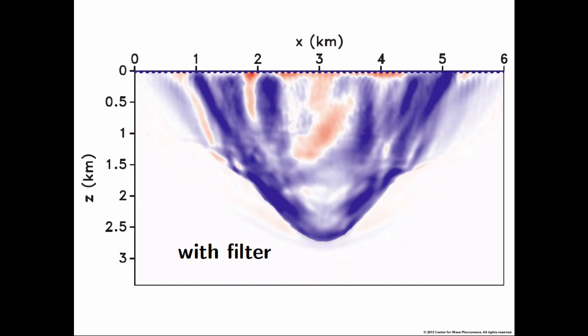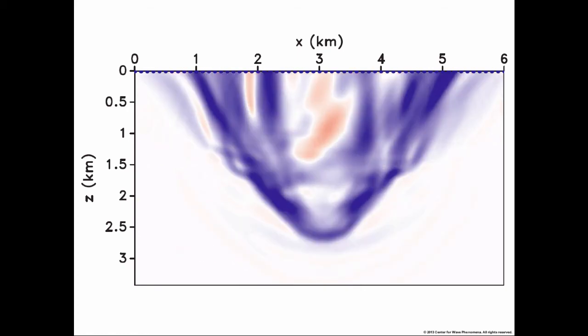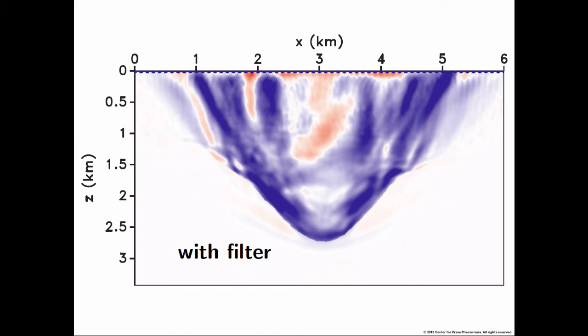So this is a comparison again with the filtered gradient. You can see that the filtered gradient preserves some features that just smoothing smears out.